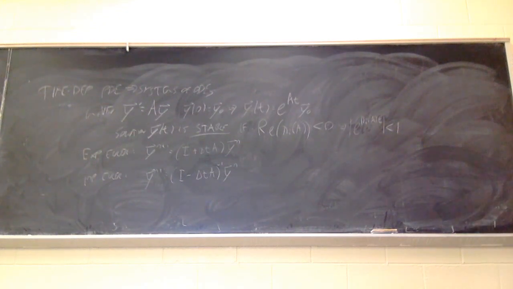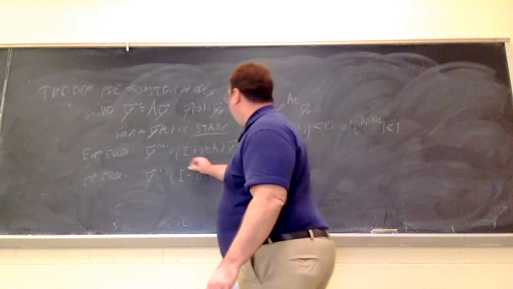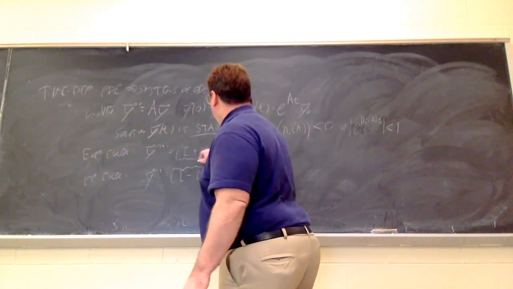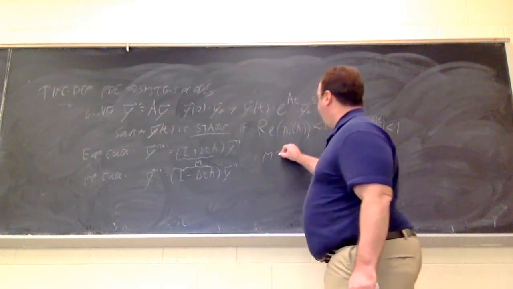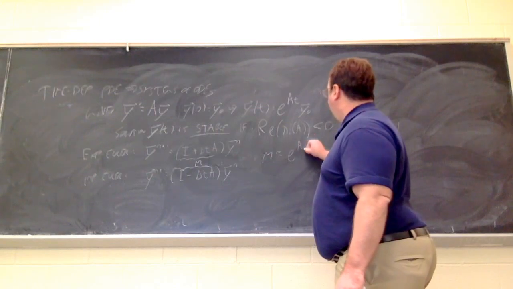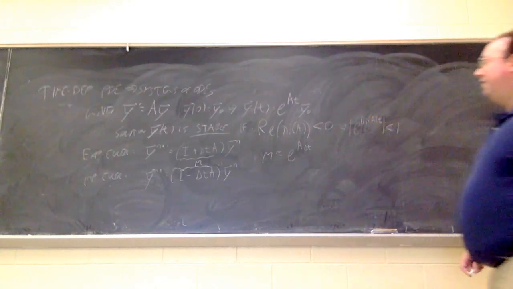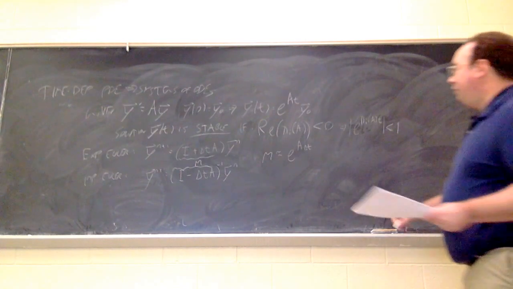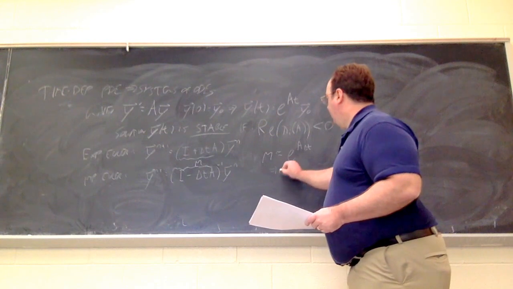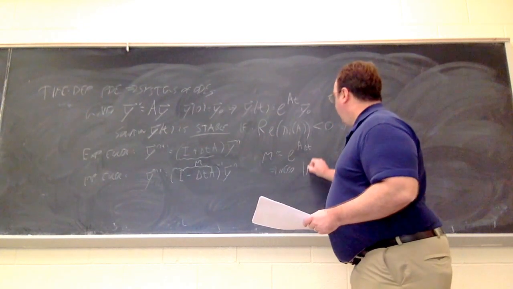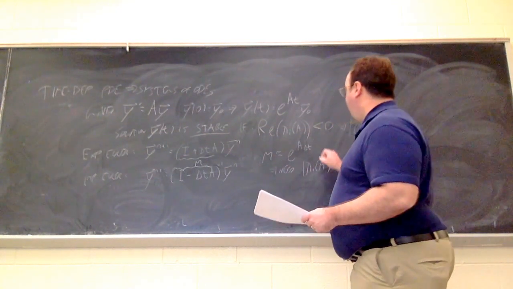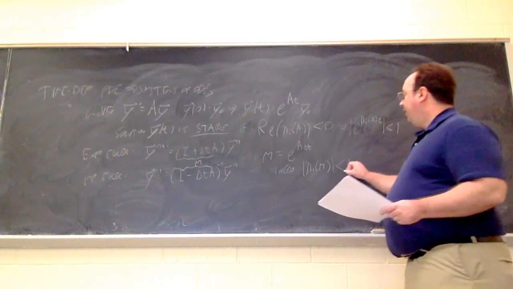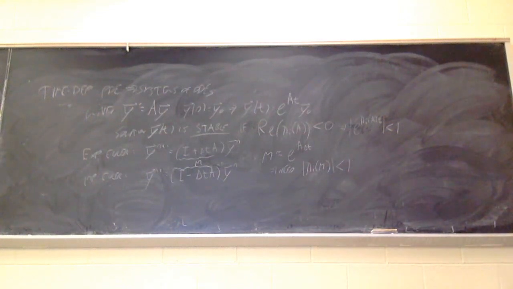So I might call these both some matrix M. M's job is to approximate e to the A delta t. It just does it in different ways. So what we want for stability is that all the eigenvalues of M, whatever M is, need to be less than 1 in absolute value, which could be complex modulus.